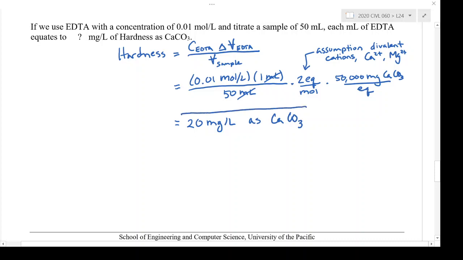which means that for every mL of EDTA that you add in the hardness test, as long as you're using a sample volume of 50 mL, every mL is going to equate to 20 milligrams per liter of CaCO3 water hardness. So if you're doing the titration in the lab, really easily you can figure out your water hardness without doing any calculations, just using this result.